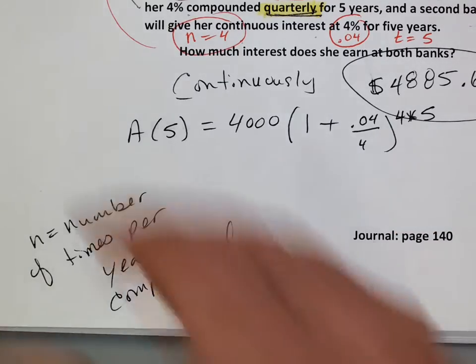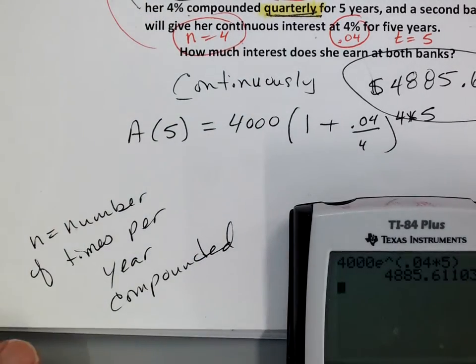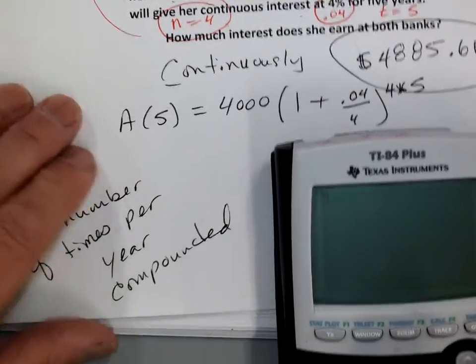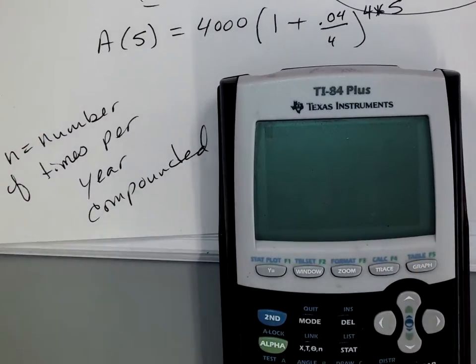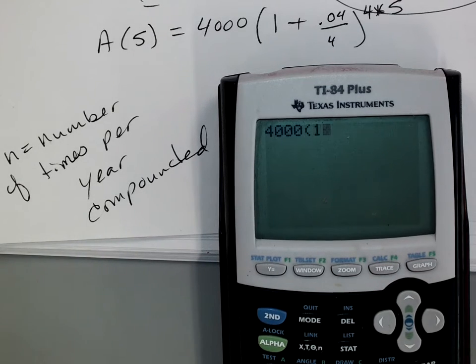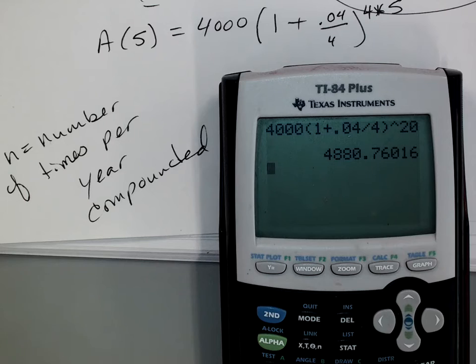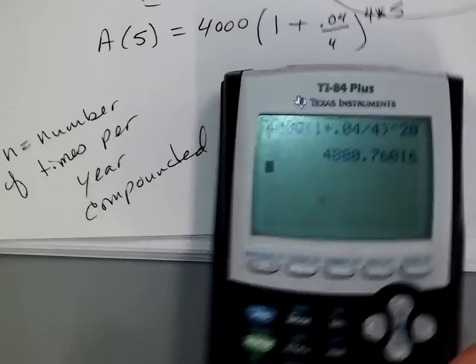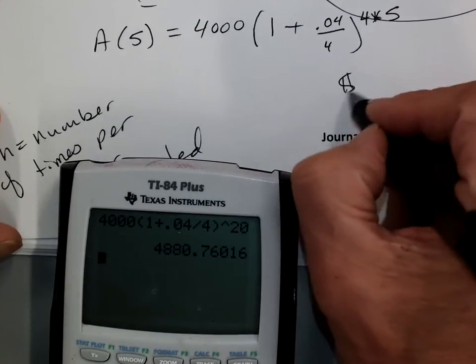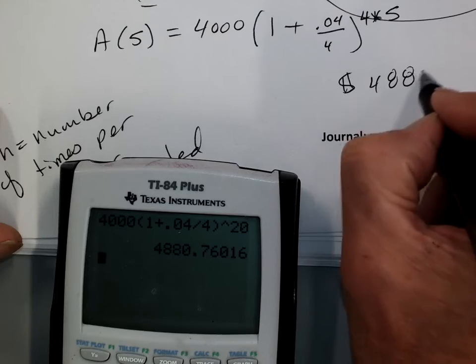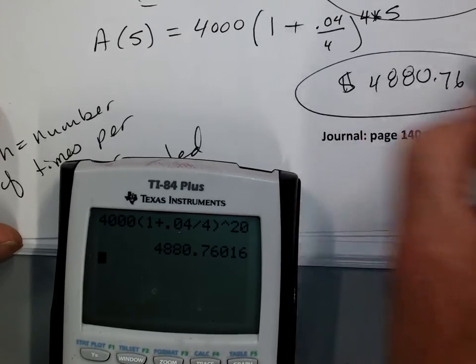I'm just going to use my calculator now. I want you to see this, so I'm going to shift this up. I'm going to type in 4,000, parentheses 1 plus 0.04 divided by 4 because it's quarterly, parentheses to the power of, well, 4 times 5 is really 20, so may as well put 20 in. Boom. I get $4,880.76. So I didn't make that much more on the other, but I did make $5 more. So on this one, we're going to have $4,880.76 in our bank account after 5 years.